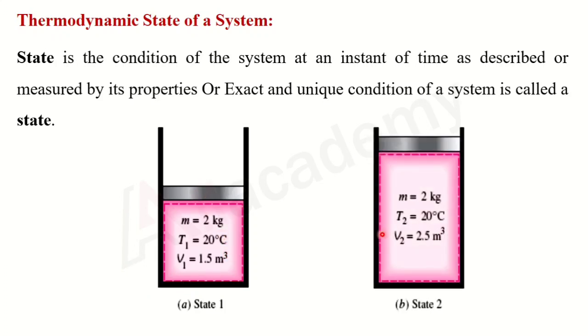So as you can see in this figure, the volume of the gas is changed to 2.5. There is a change in the volume you are observing. Even though the other two parameters are kept constant and only one parameter is changed, these two conditions are not the same. So it is a unique condition. Whenever there is a change in the properties, the thermodynamic system becomes different from the initial condition.